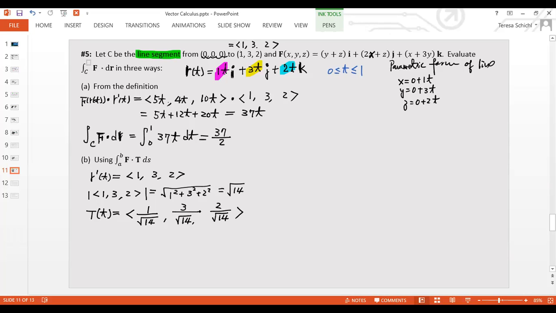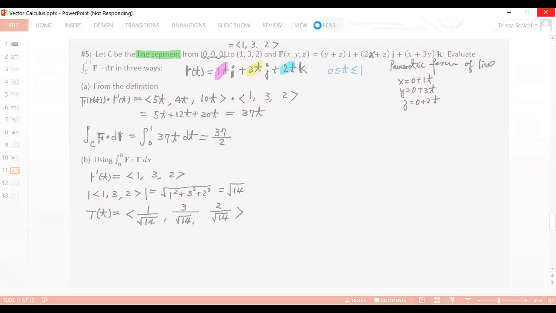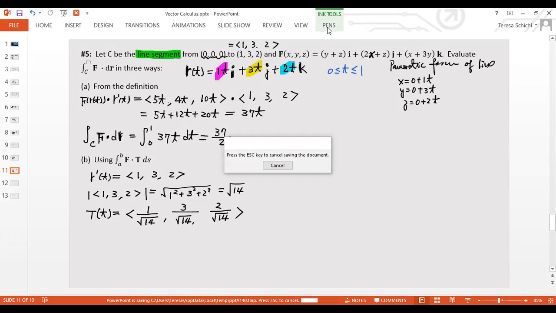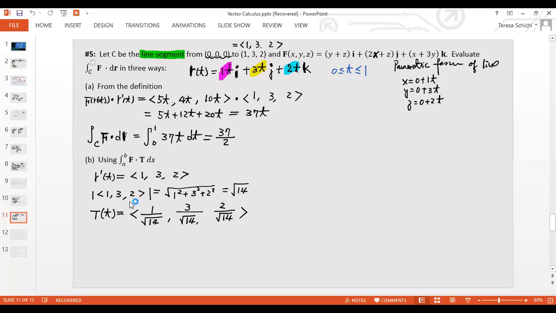Now remember, during the review, we know the T and N. If you use the T here, you will have... okay, let's come back a while ago.